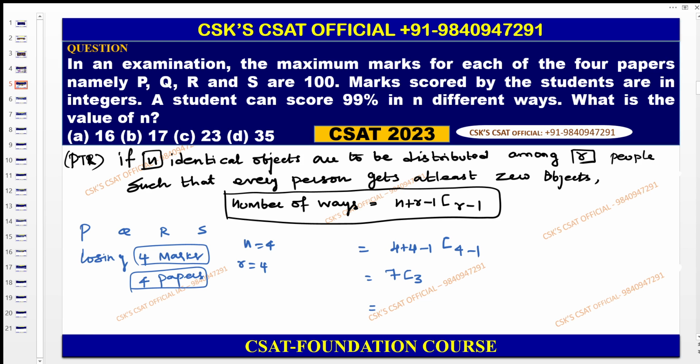7 C 3 can be written with factorials. Just now I explained the very basic formula. I will tell you here how to do the factorial and combination with a shortcut way. For 7 C 3, start from 7 and take 3 places: 7 into 6 into 5. Start here with 3 and end with 1 by reducing continuously. Now 6 gets cancelled, 7 into 5, which is equal to 35.